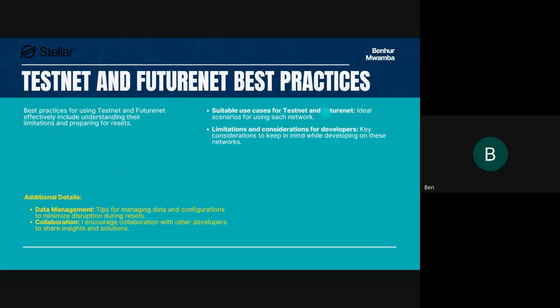Suitable use cases for testnet and futurenet: the ideal scenario for using each network. I'm pretty sure now you understand. So thumbs up if you now understand the difference between the testnet and futurenet. Thumbs up. And limitations and considerations for developers. We also have to keep in mind all the limitations while developing on these networks. You cannot develop an application that you want to run on the mainnet on the futurenet.